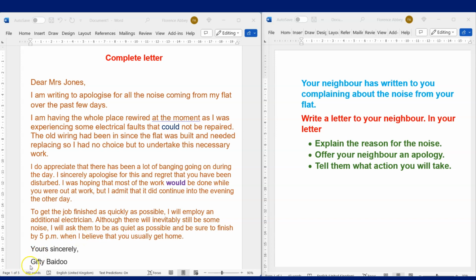Yours sincerely, Gifty Bedu. So you can see that we have a complete letter, and this letter is 183 words. So you don't need to add a lot of things into it. Just try to stay with the points and then explain it fully. That's all you need to do.